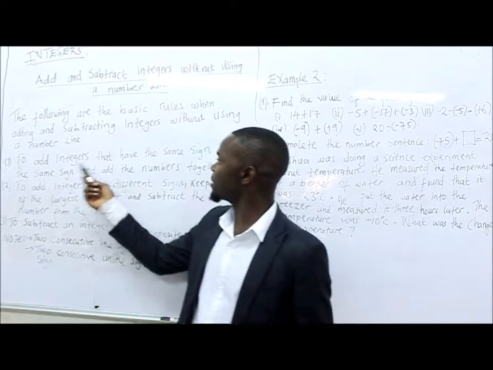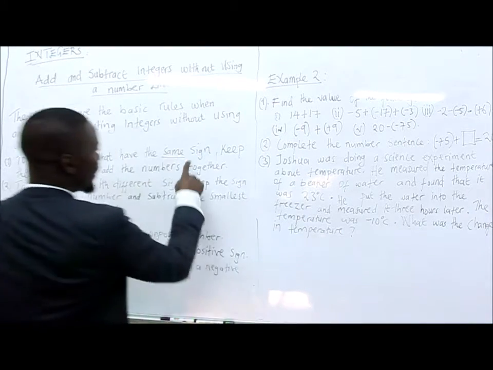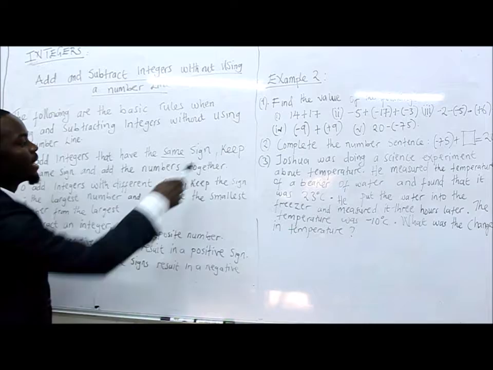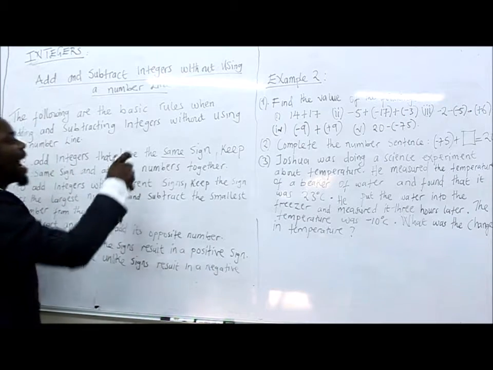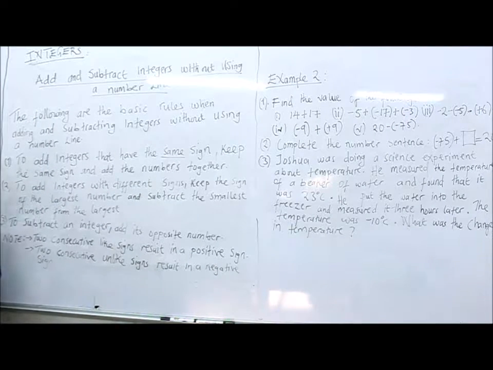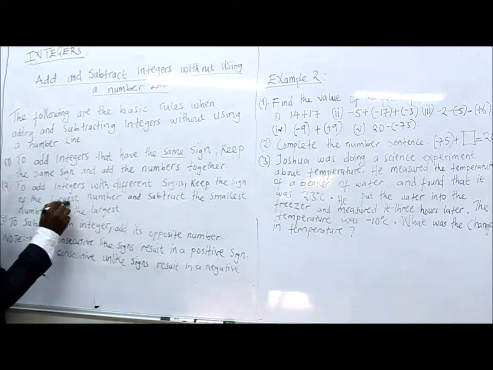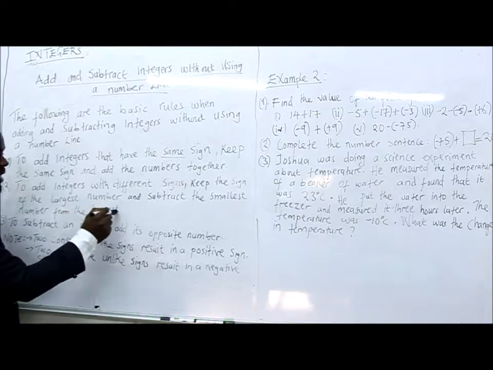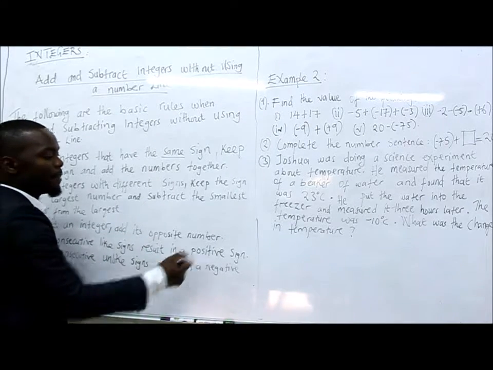1. To add integers that have the same sign, keep the same sign and add the numbers together. If the integers have the same sign, keep that same sign and add the numbers. 2. To add integers with different signs, keep the sign of the largest number and subtract the smallest number from the largest number. 3. To subtract an integer, add its opposite.